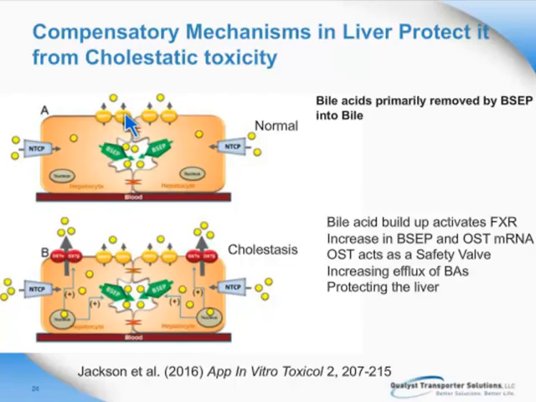But under conditions where BSEP is inhibited and bile acids begin to accumulate, we now activate the FXR nuclear receptor, and that causes a tremendous change in OST expression on the basolateral membrane, which allows a rapid release of the bile acids. It's a safety valve, if you will, to protect the liver from toxicity.